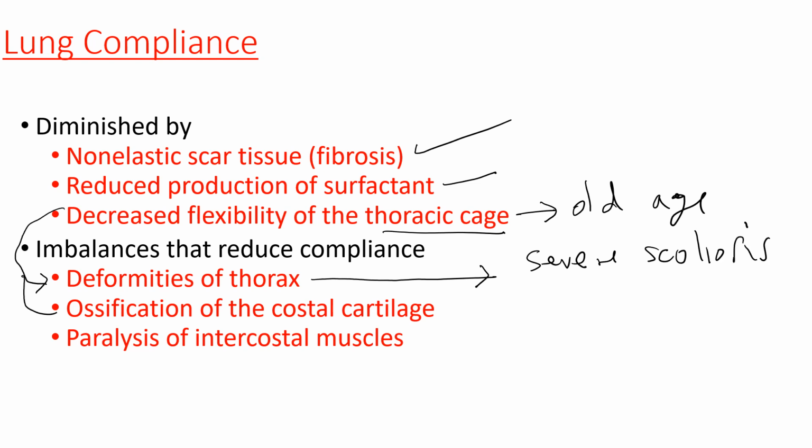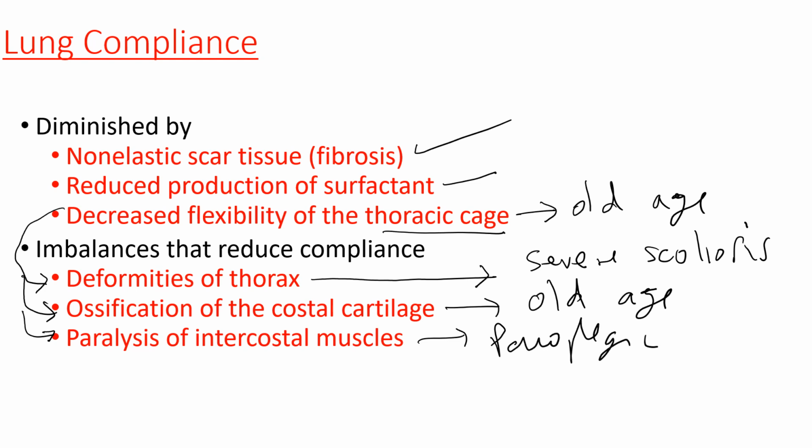Ossification of the costal cartilage, in the ribs. That's old age. We're all going to experience that one if we live long enough. Paralysis of intercostal muscles. That could be, maybe, a paraplegic may have this problem. So that will compromise the ability of the thoracic cage to expand, and compromises ventilation. Okay.